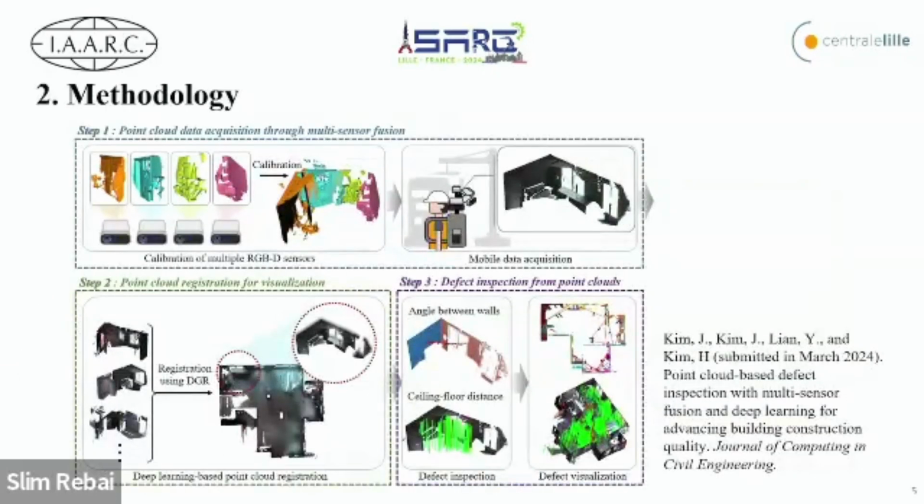So here is the research framework we propose. As you can see, the framework is composed of 3 steps. The first step is point cloud data acquisition through multi-sensor vision. The second step is point cloud registration for visualization purposes. And the last step is defect inspection from point clouds. This research has been submitted to JCCA and is currently under review.